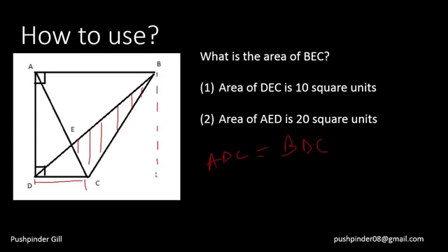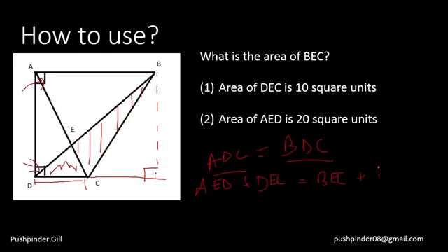Now how am I sure that they share the same height? Because these two lines are parallel to each other. That means they both share the same area because they both share the same height and the base. Now if you can very well observe, this DEC is common between ADC and BDC. So I can very well write this as AED plus DEC, and I can very well write this as BEC plus DEC.